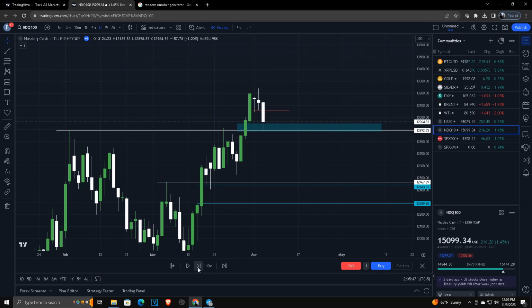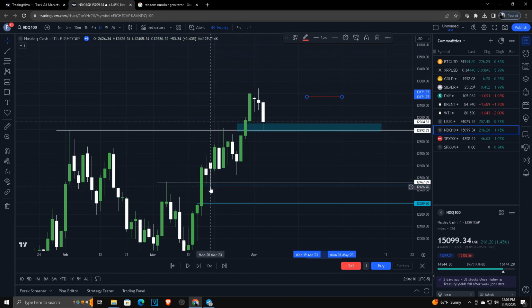And then we fill that gap. Now we've tested this as a level of support and the fair value gap. Now that's a point of interest. This is an area where you would want to dig into your charts, dig into the short time frames, the 15 minutes, the 5 minutes. Now you want to look for the change of character.